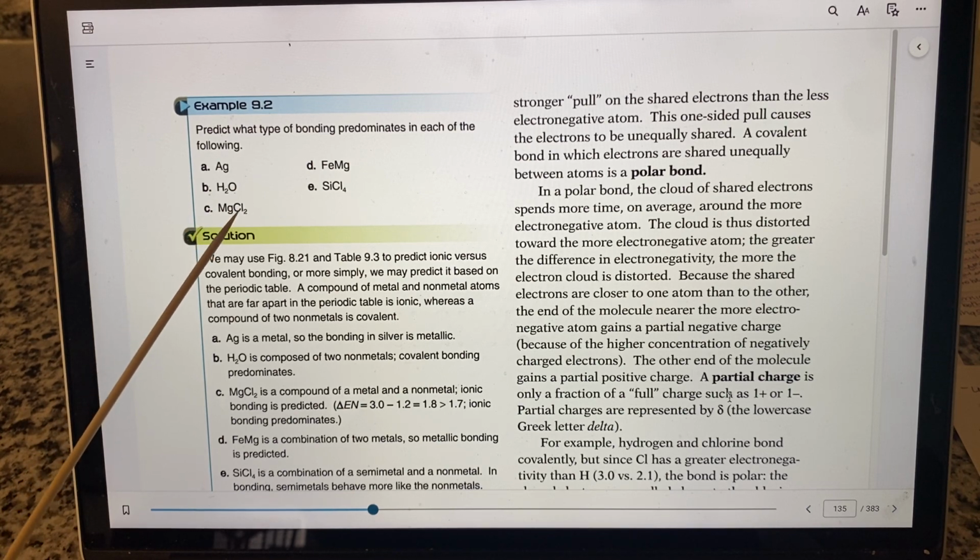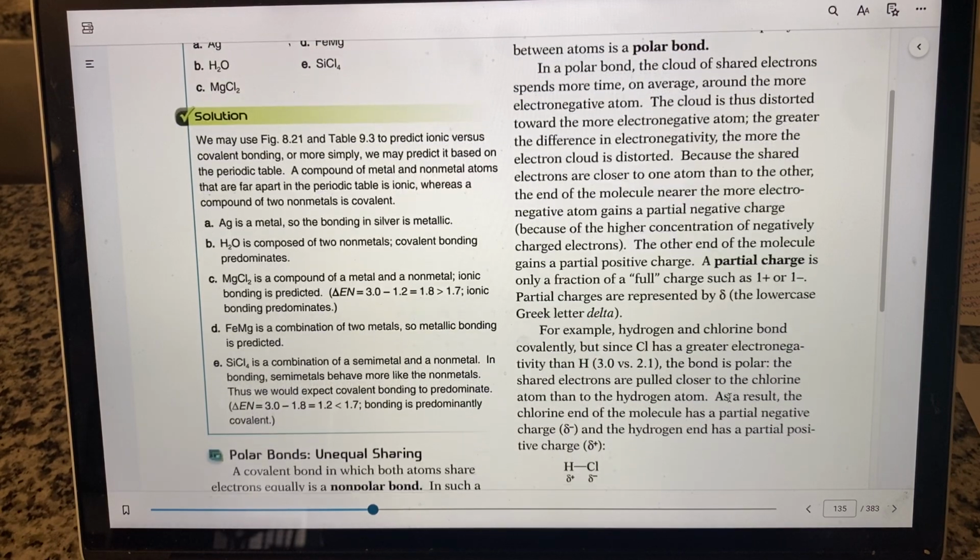So this one is magnesium chloride. It has a metal and a nonmetal, so this is more complicated to find out exactly what it's doing. But you see down here is a compound of a metal and a nonmetal. Ionic bonding is predicted because you subtract the magnesium from the chloride, which is 3 minus 1.2, and you'll get 1.8. 1.8 is above 1.7. So it's going to be predominantly ionic, but there could be a lot of covalent there. That's the kind you have to be more careful with.